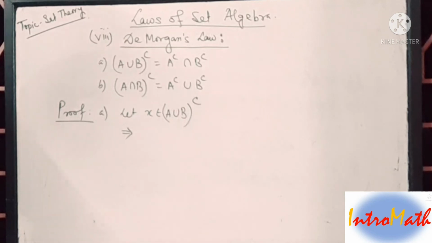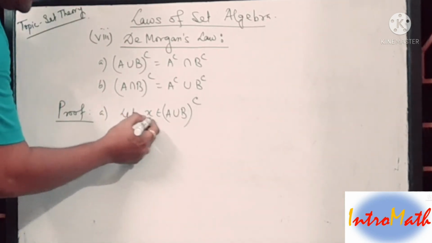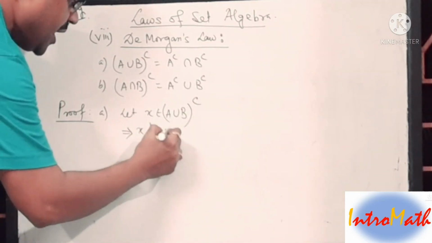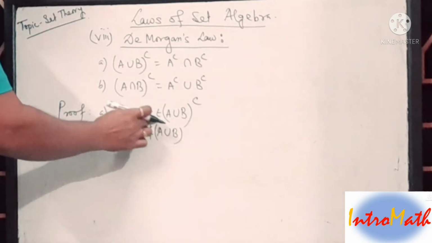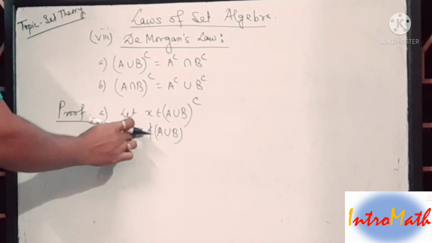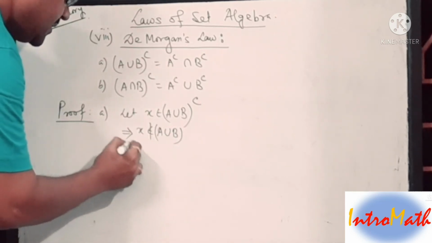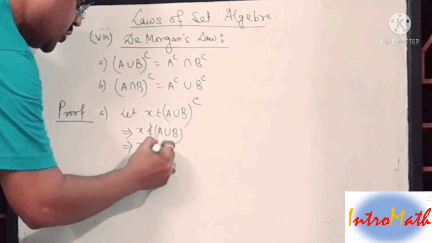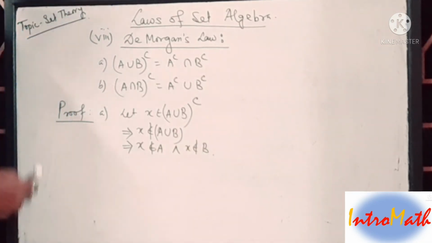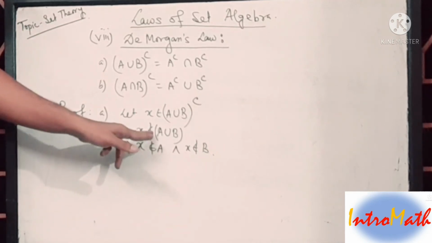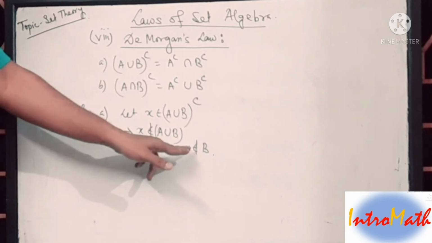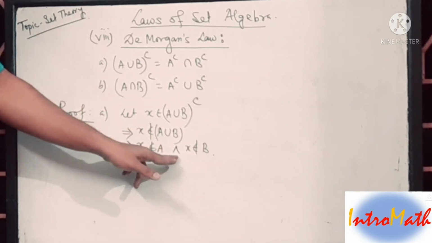I'm using the definition here. I've taken an element x from (A union B) whole complement. This implies that x does not belong to A union B. This implies that x does not belong to A and x does not belong to B. Here is the union. Since the does not belong to sign has been used, here it will be AND.